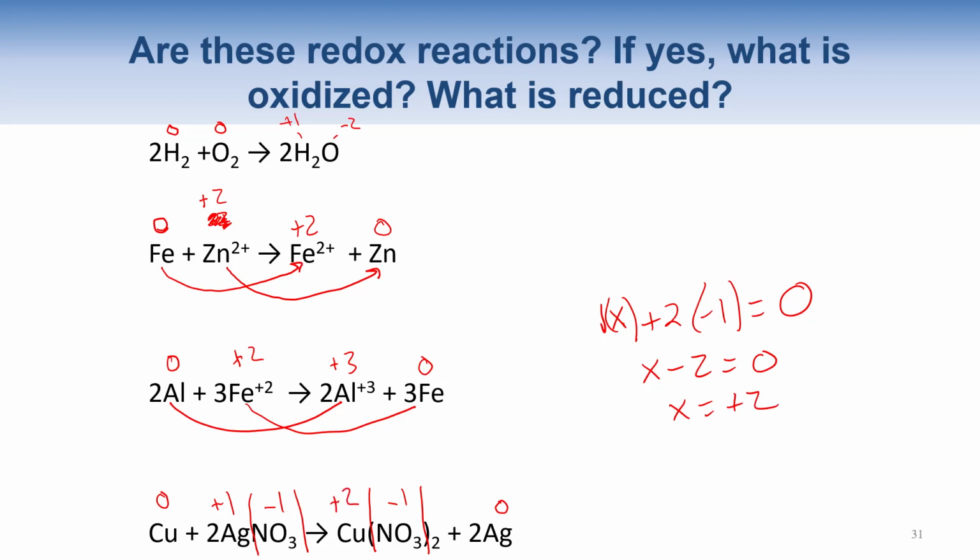And now we're going to see if this is redox. Copper went from 0 up to +2. So yes, it is redox, and copper happens to be what was oxidized because it went up in oxidation number. Silver went from +1 down to 0, so it was reduced. The nitrate family didn't change, so it was not oxidized, was not reduced, did not participate in redox. So copper was oxidized, silver was reduced.